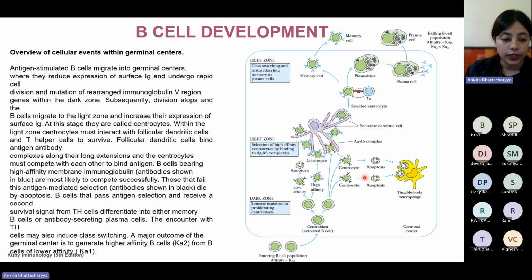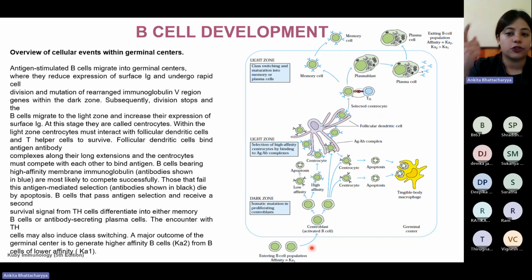And a major outcome from the germinal center is to generate higher affinity B cells, which here has been represented as Ka2, from B cells of lower affinity. So the initial exposure generated B cells that had low affinity, which at the bottom is represented as Ka1. Ka is just a constant for affinity; you can actually measure the affinity of antigen and antibody with each other. So these were low affinity B cells.